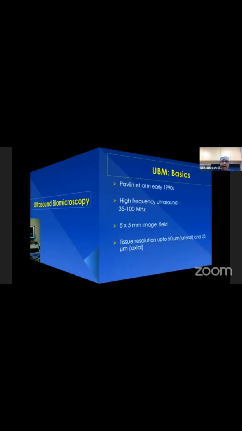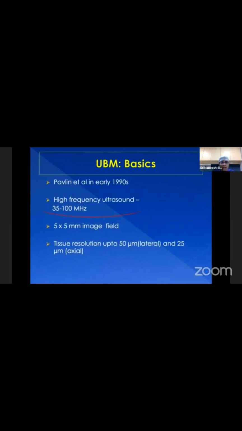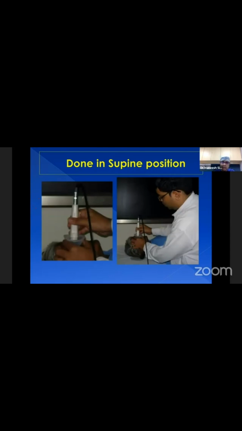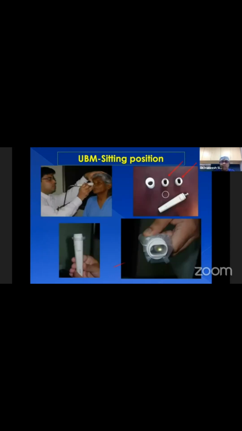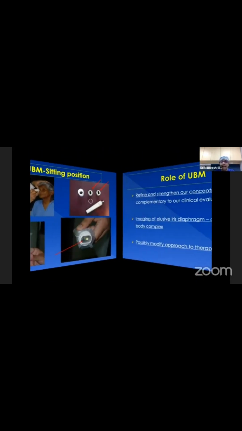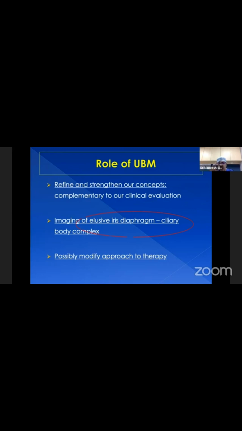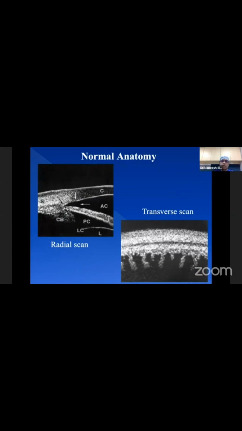Coming to ultrasound biomicroscopy, it is a high frequency ultrasound. It can be done in supine or sitting position. The biggest advantage of UBM is that it helps you to image that elusive iris diaphragm ciliary body complex. That is something for which previously we had no investigation where we could actually look at that ciliary body pars plana area. So it has got its own clinical application.